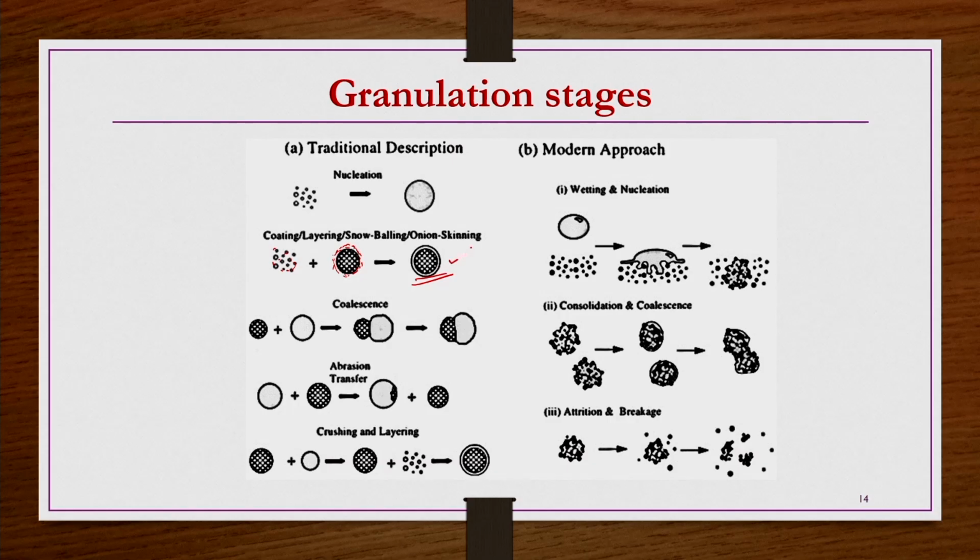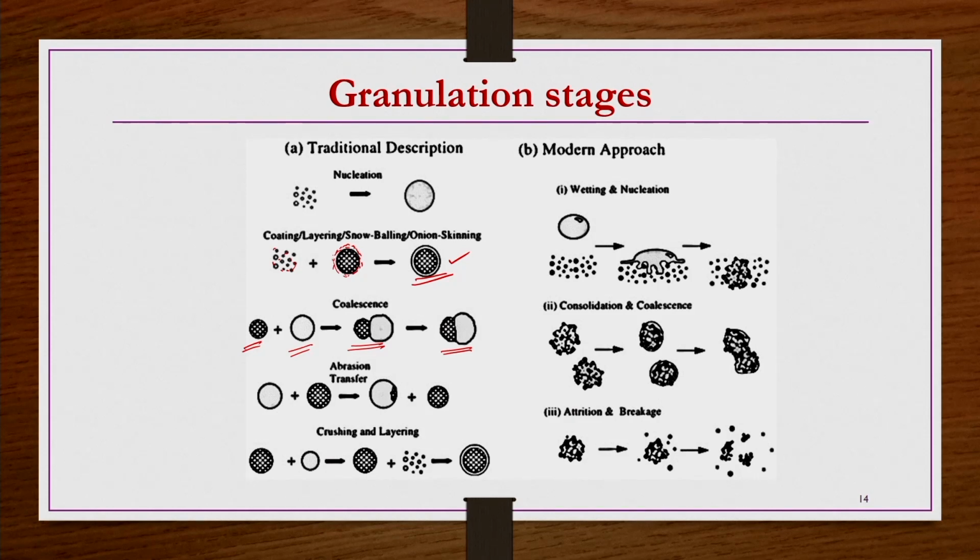So then you have a particle, a bigger particle like this. Then coalescence is also one of the stages. So here, let us say this one small particle and this slightly bigger particle join together and form a bigger particle like this. They even come closer and form a bigger particle like this as well.